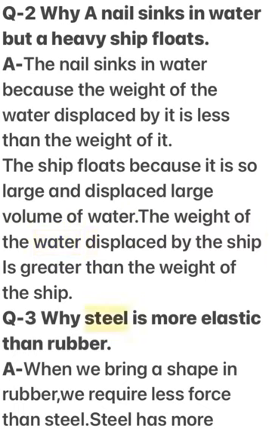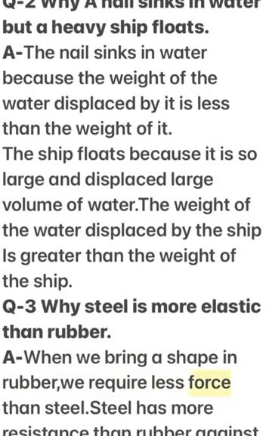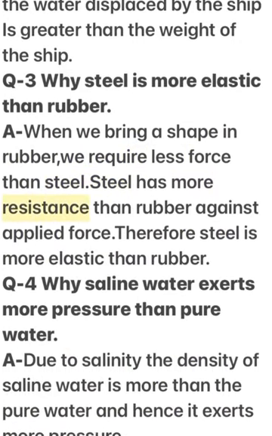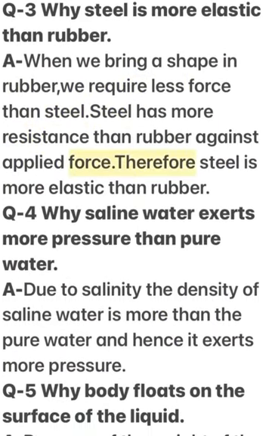Q3: Why is steel more elastic than rubber? A. When we change the shape of rubber, we require less force than steel. Steel has more resistance than rubber against applied force, therefore steel is more elastic than rubber.